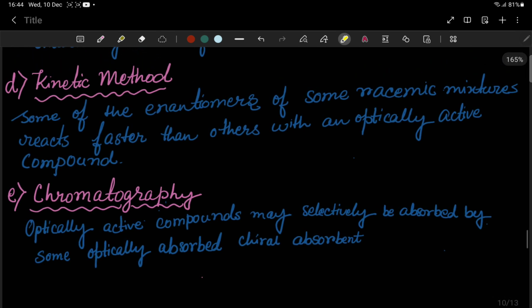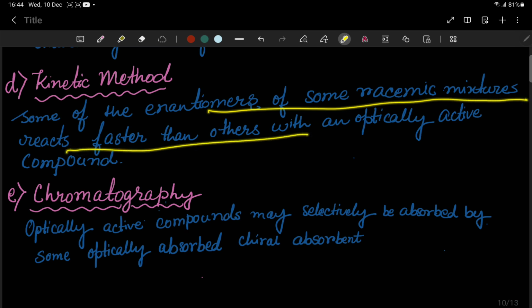Then coming to the kinetic method. Some enantiomers of some racemic mixtures react faster than the other.